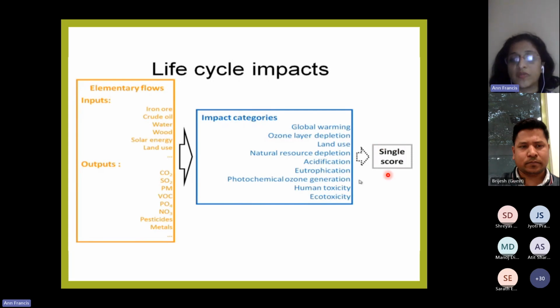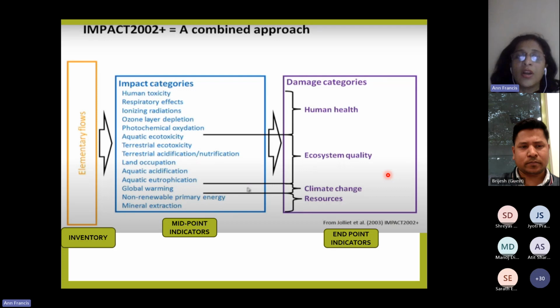We represent most of the things as a single score value. So here again, the method is IMPACT 2002+.